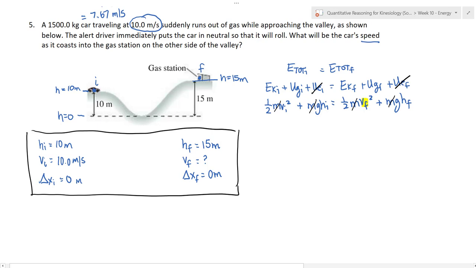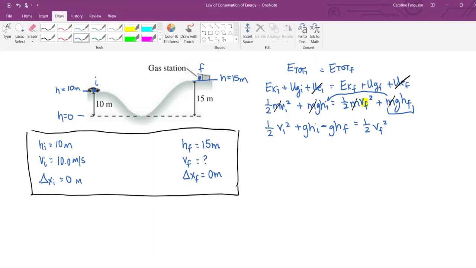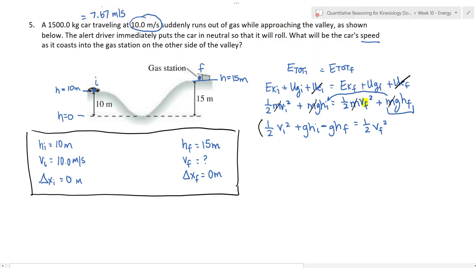So I'm going to bring this GHF to the other side of the equal sign. So I'm going to put a minus, so this term over here is going to the other side. Minus GHF is equal to 1/2 V final squared. A lot of people don't like seeing halves everywhere, so what you could do is multiply the whole equation by 2. You don't have to do this if you don't want to, but by multiplying by 2, we're getting rid of all these halves.